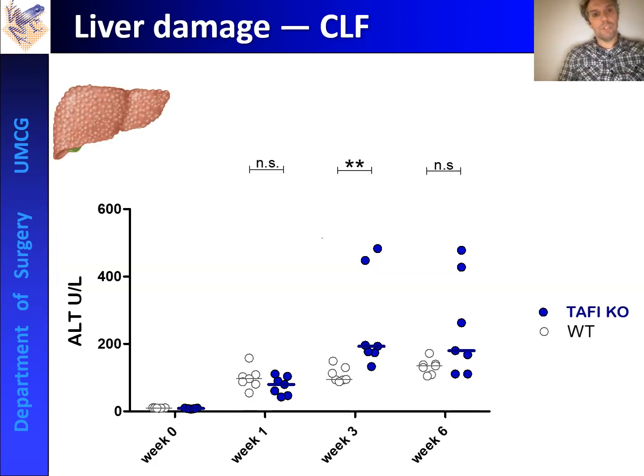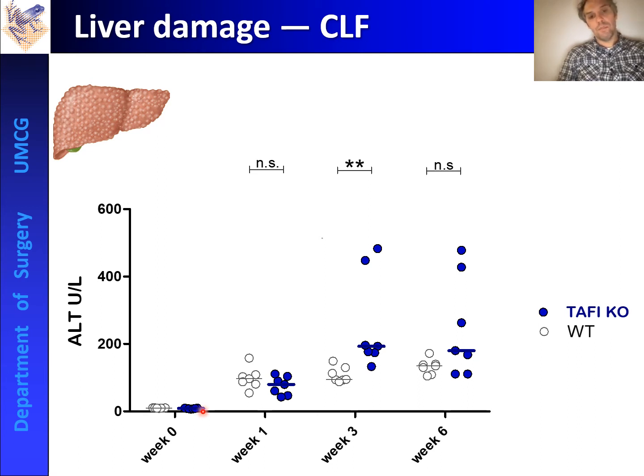So one of the first things we've looked at is damage to the liver, and you can measure this by measuring markers of liver damage in the blood. This is called ALT, and the higher the ALT, the more damage there is. At week 0, this is where both groups start. The white group is the wild-type mice group, which don't have any changes, and then the blue ones are your TAFI knockout mice lacking TAFI.